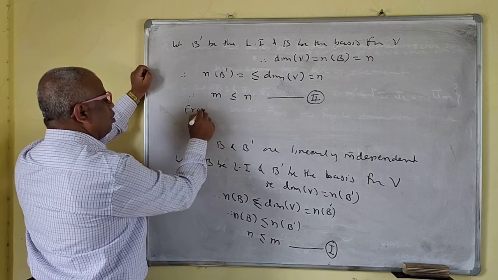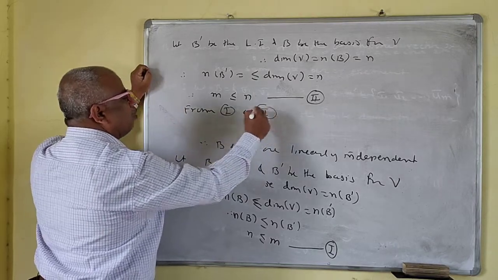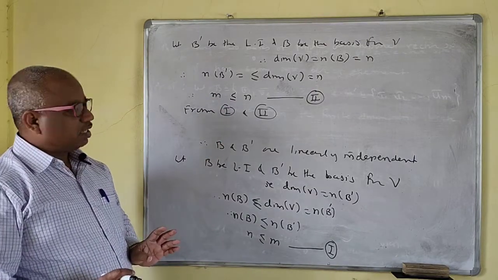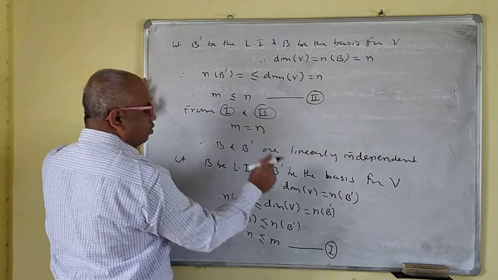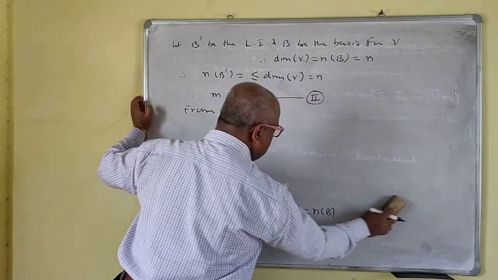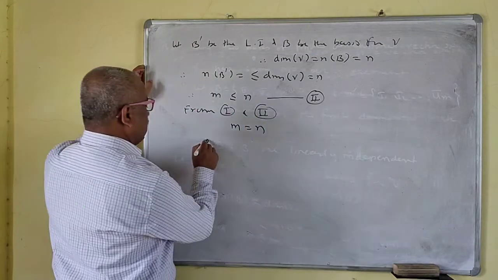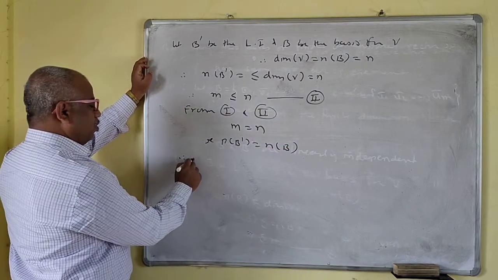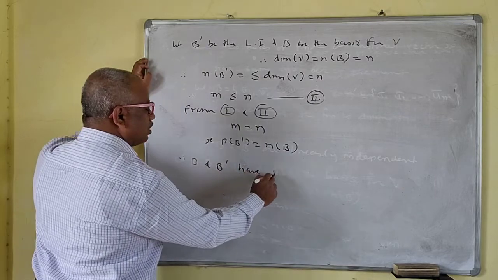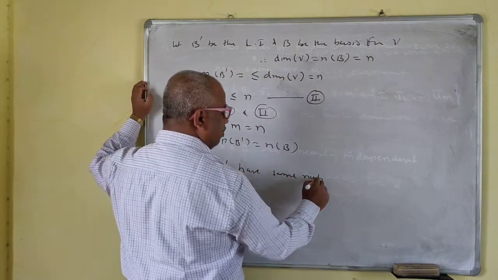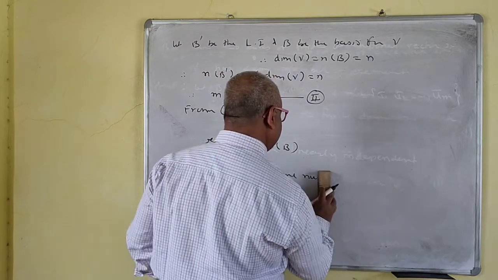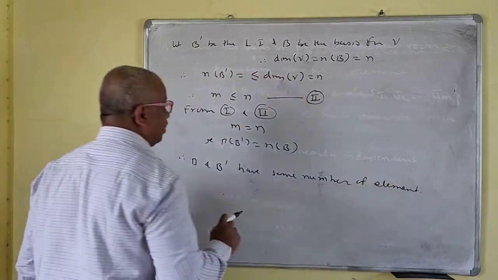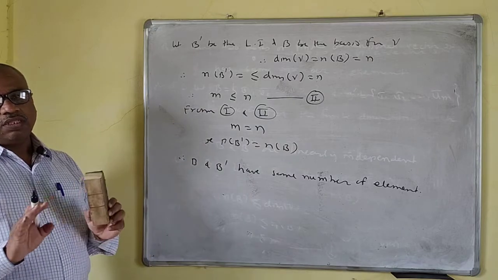So from first and second: the first is N less than or equal to M, and the second is M less than or equal to N. The numbers are less than or equal to each other, so M is equal to N. That means the number of elements in B prime is equal to the number of elements in B. Therefore B and B prime have the same number of elements. So any two bases of a vector space have the same number of elements.